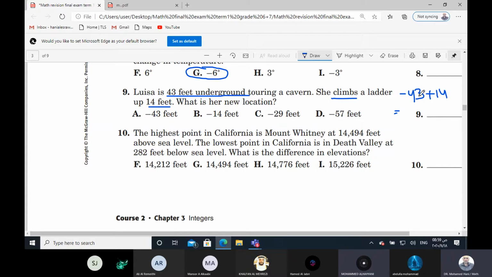Now we have minus 43 plus 14. Take the sign of the bigger number, minus, then do subtraction between them, which will be 29. So the answer will be minus 29.